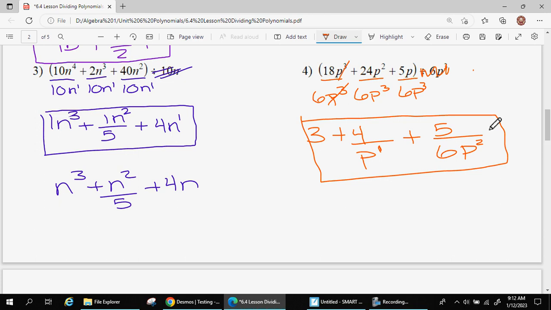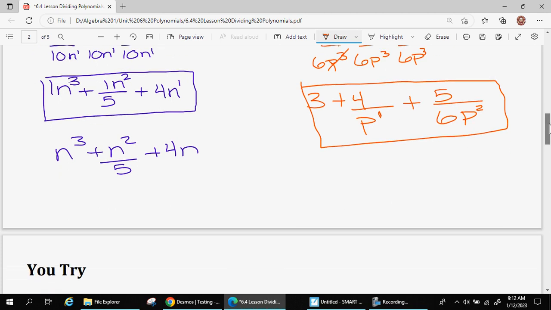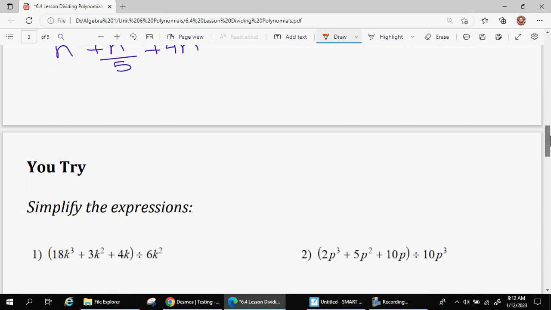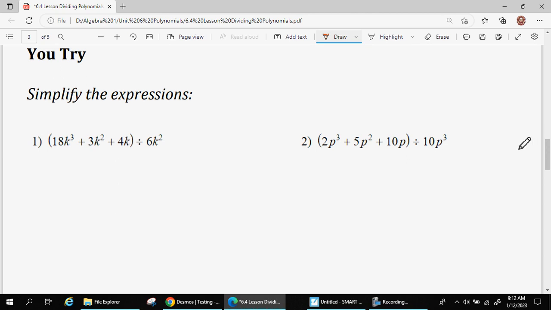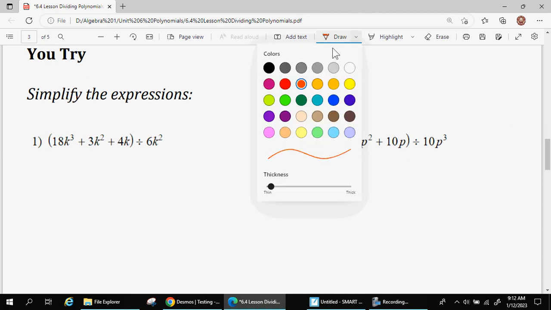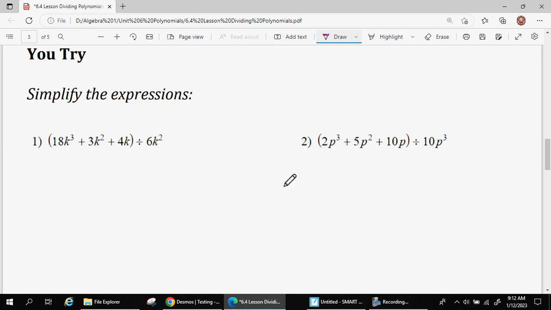So if you struggled with any of these or you're a little confused, please do ask for my help before you move on to the you-try problems so that you can be more successful there. I can help clarify anything that was confusing. If you've asked for help and you feel confident to go ahead and try these two, you should try these two. Put your answers in the answer box. Then when you are done and press play, I will show the answers to you.